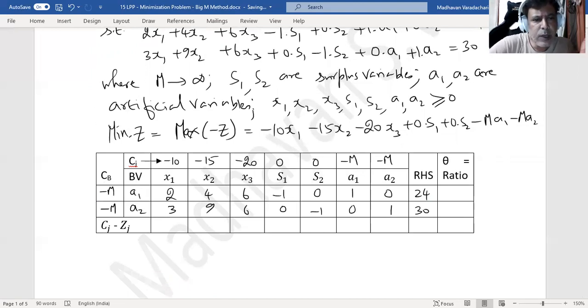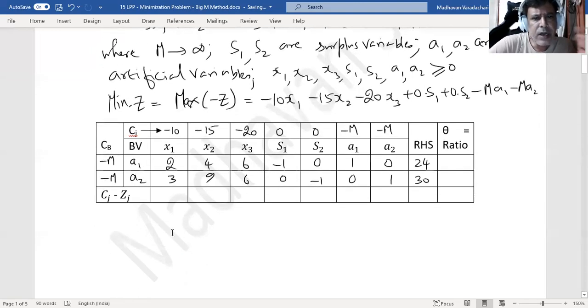Now let us calculate Cj minus Zj. As already discussed in our previous video, Cj minus Zj for the basic variables will become 0 only. So for A1 and A2, I need not calculate. I can simply write 0 here. Only the rest we have to calculate.